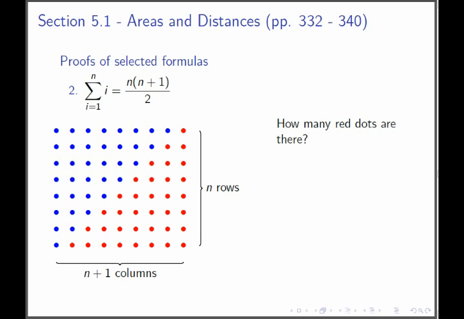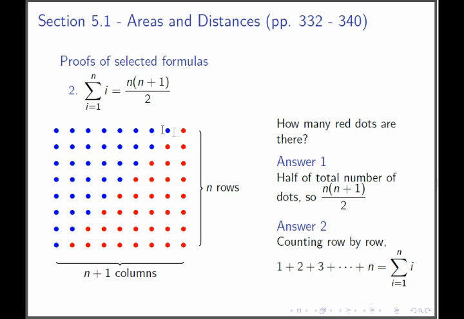For the second one, it has a nice proof. Consider this array of dots. There are n plus 1 columns and n rows. And I'm going to ask the question, how many red dots do we see here? Well, on the one hand, it's just half as many dots as there are total. And since there are n times n plus 1 total number of dots, it's just half of that. On the other hand, if we count row by row, there's 1 red dot in the first row, 2 in the second row, 3 in the third row, and so on. So it's just 1 plus 2 plus 3 up to n. And so that is exactly this sum.